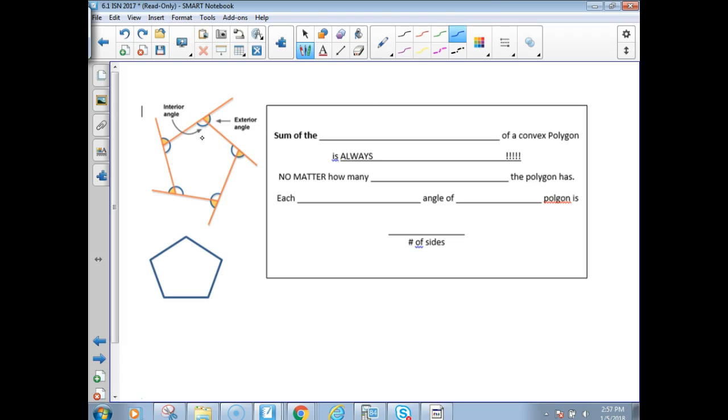Okay, so on the second page, flip it, get your ISN opened up. You got interior angles, of course, on the inside of the figure. And then out here is an exterior angle, which is what I just illustrated to you. What we just found out is that the sum of the exterior angles of a convex polygon is always how much? 360. I kind of yelled. My recording will have a yell in it. Oh well. No matter how many sides or angles the polygon has.